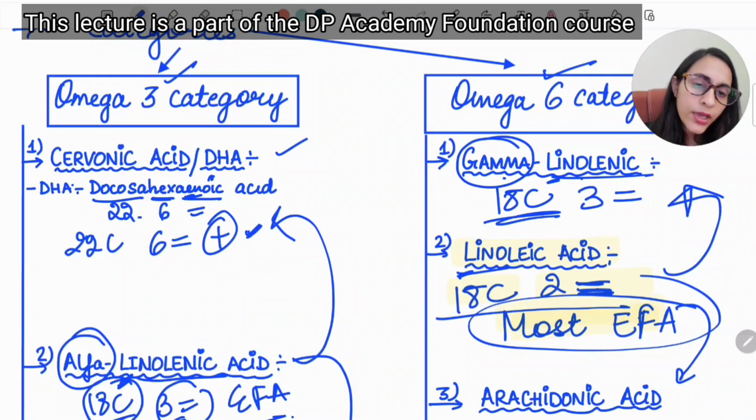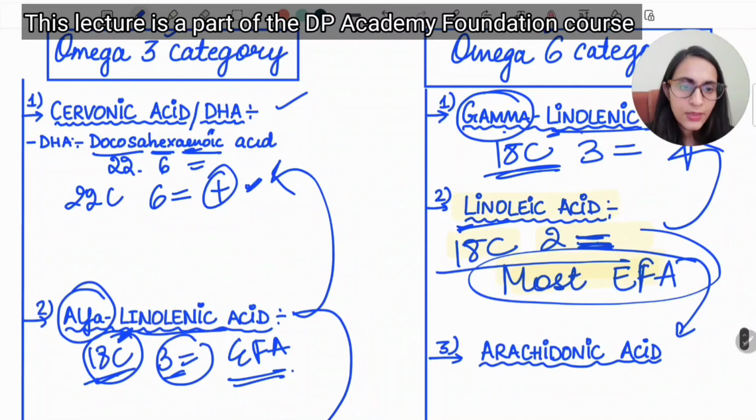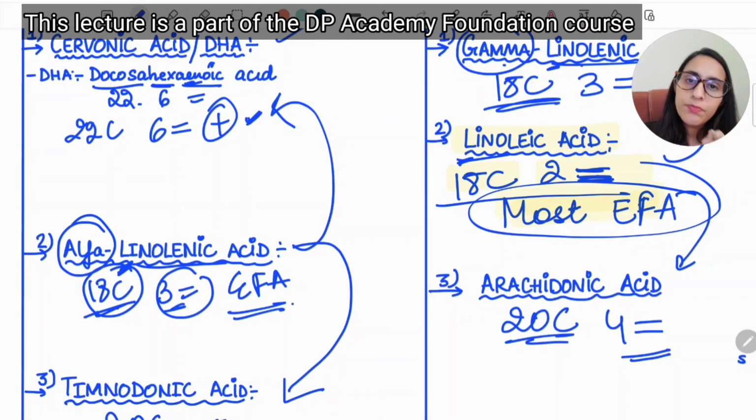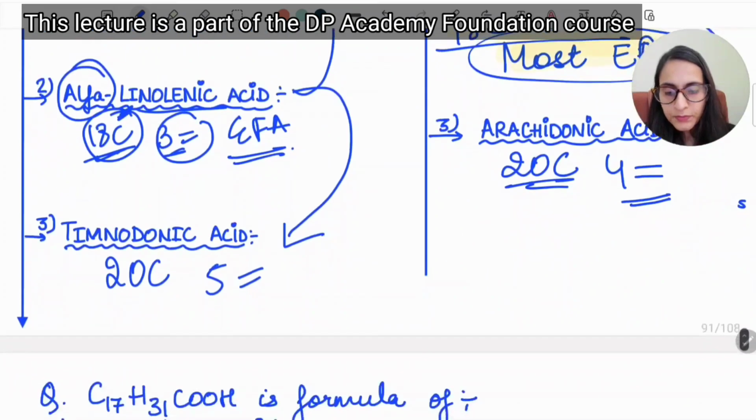It can synthesize arachidonic acid and gamma linolenic acid. Linoleic is the most essential fatty acid. Arachidonic acid has 20 carbon atoms and 4 double bonds. It is important for the synthesis of prostaglandins and leukotrienes.